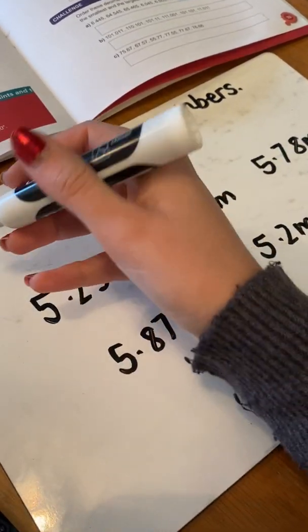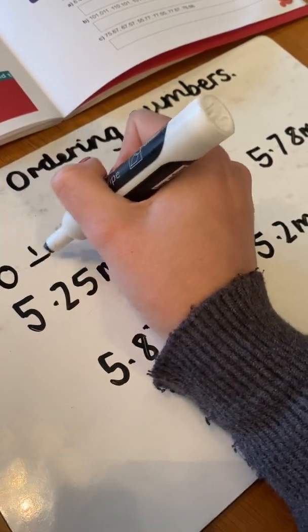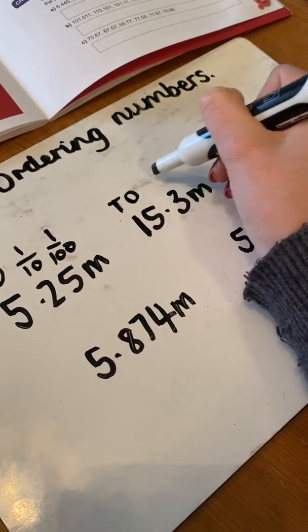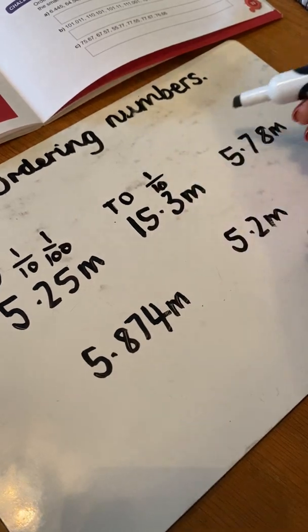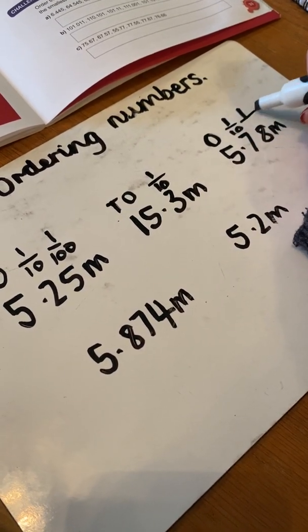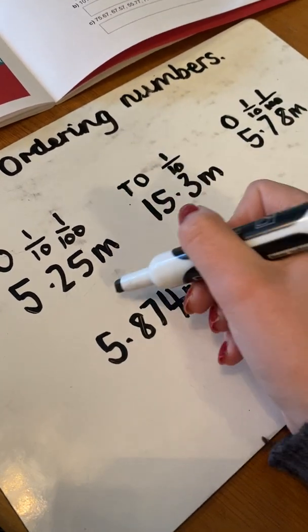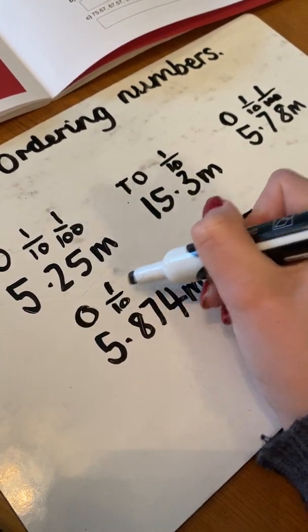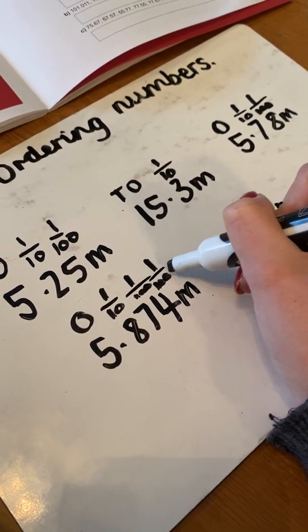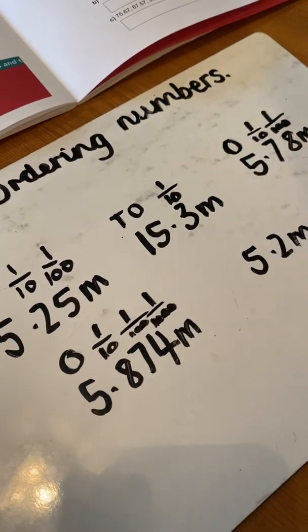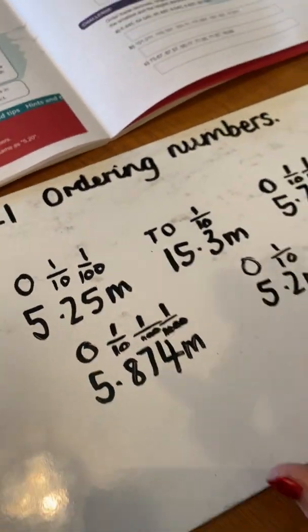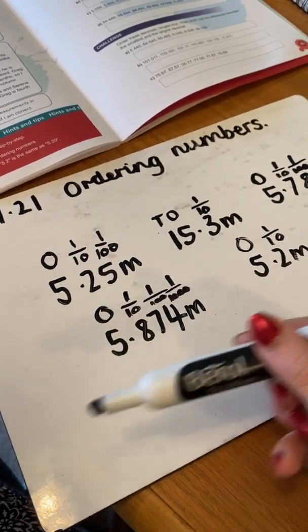Now, you might want to label them all so you can really think about what that number means. Sorry. Tens, ones, tenths, hundredths, thousandths. That's a bit rubbish because my pen's a bit fat, but you get the idea. Ones and tenths. Okay, now remember we're going to start at this side.